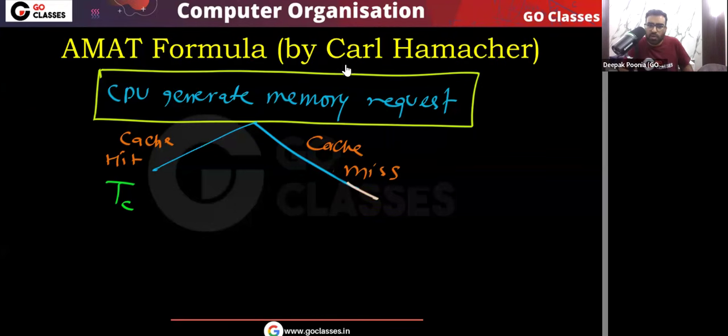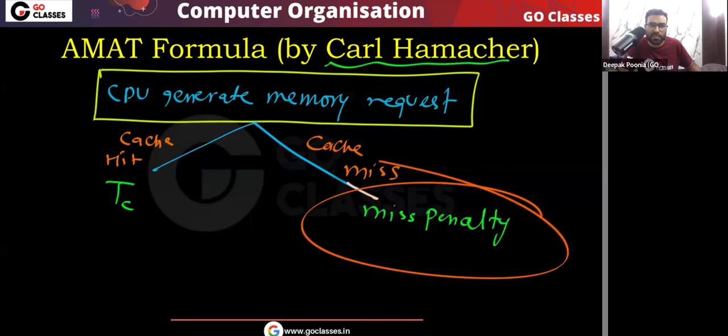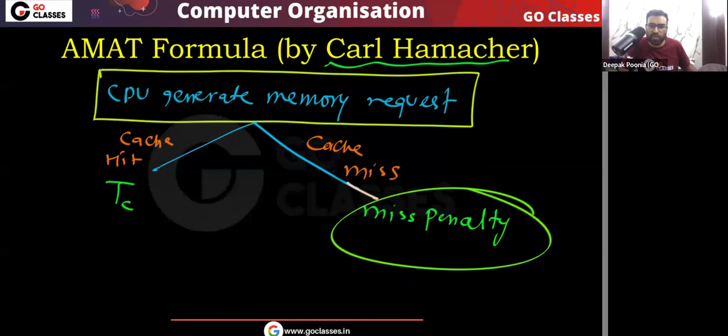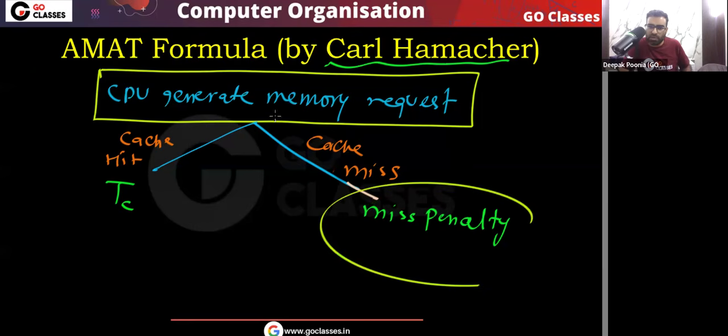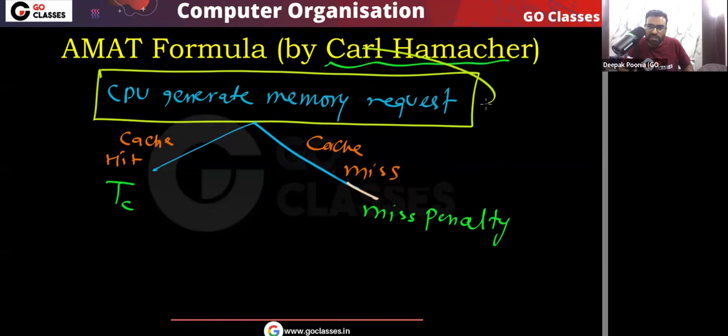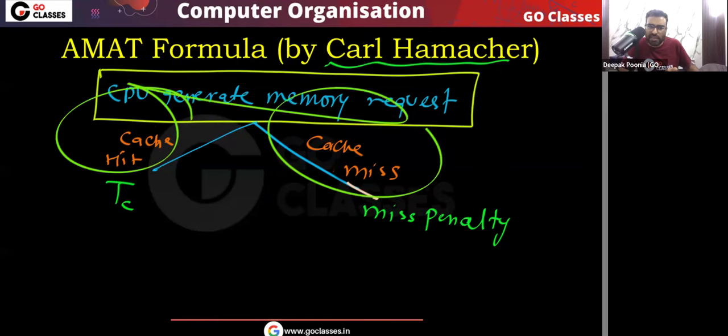What is that? According to Hennessy and Patterson, that is miss penalty. Yes or no? Because according to their definition, miss penalty is basically the total time seen by the CPU when the requested data is not in the cache memory. It includes the time to check the cache memory also. In their definition of miss penalty, the time to check the cache memory for hit or miss is included. So remember, when the CPU generates the memory request, first we go to the cache memory. Either there will be a cache hit or a cache miss.